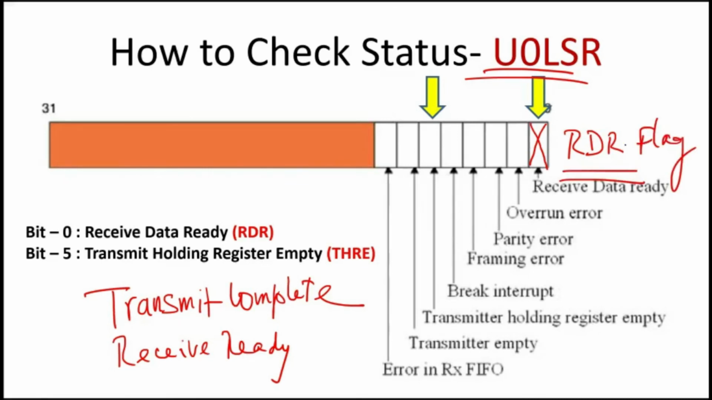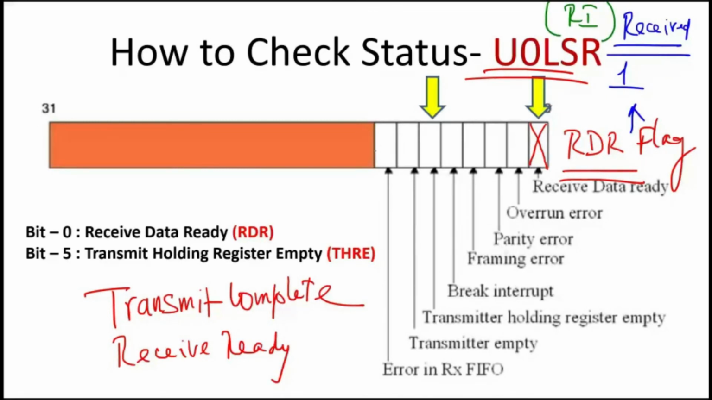If this flag is a 1, that means the user has given you successful data. The microcontroller has received a byte of data. This is similar to the RI flag of the 8051, just for your understanding.